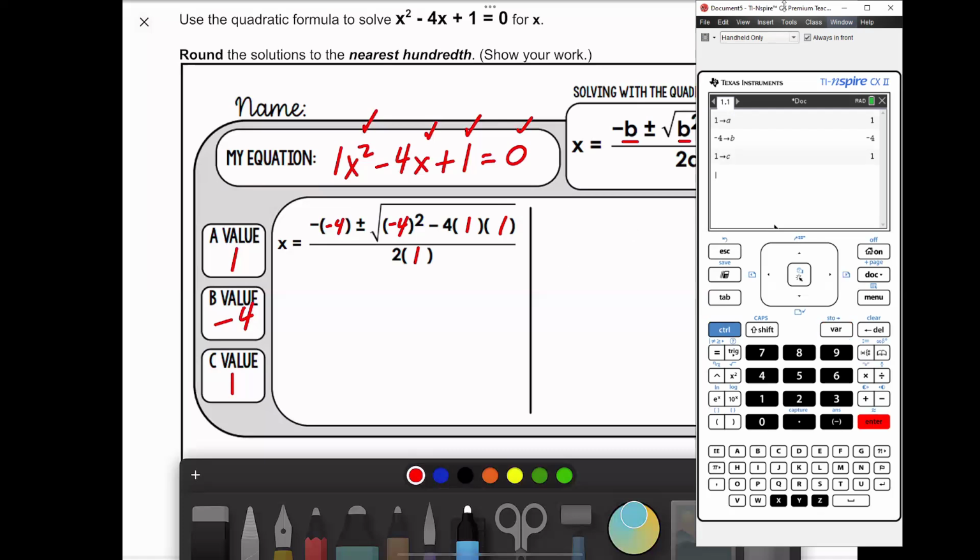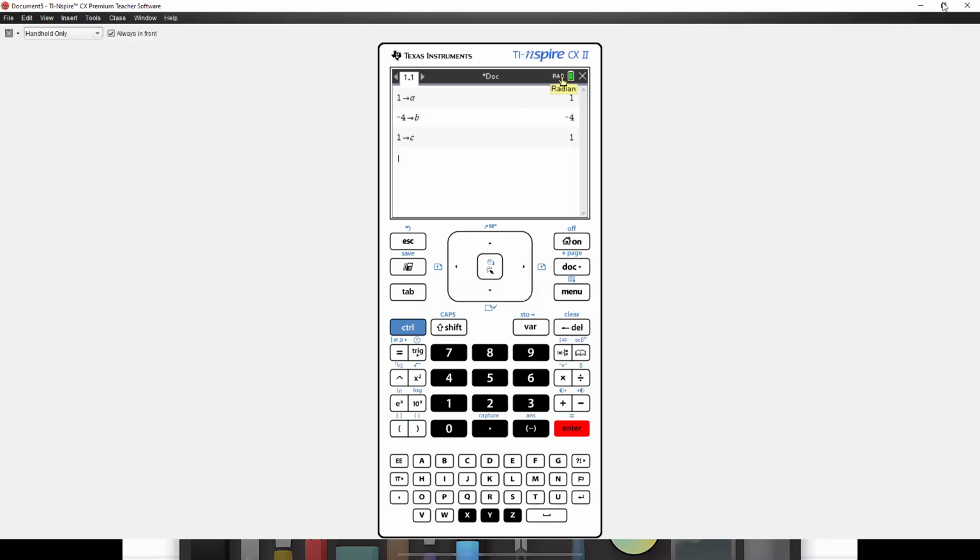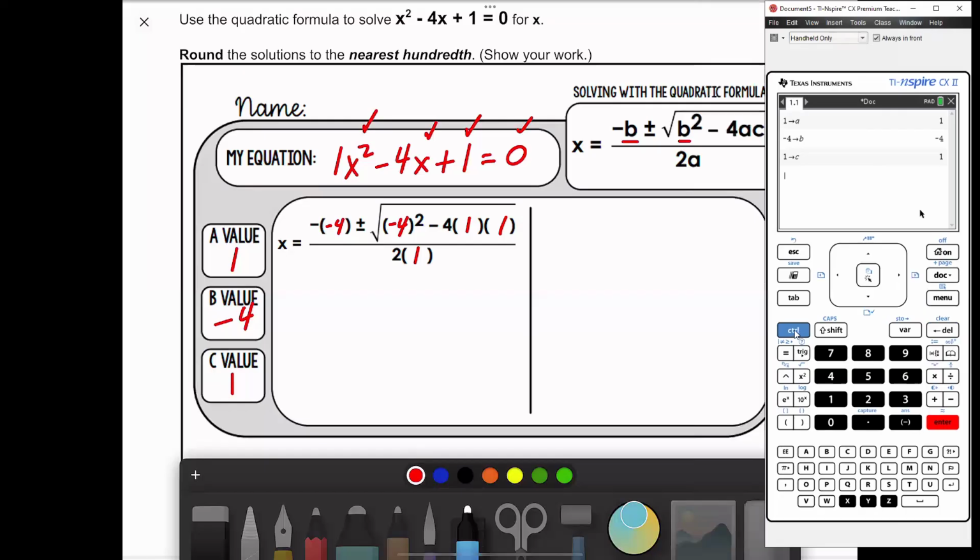Now, we're just going to key in the quadratic formula right here, this -b part. Let me make this smaller and move this over. I'm just going to use a stack fraction, control divide, and then it's going to be -b plus the square root of b squared minus 4 times a. Remember, you need to put a multiplication between the a and the c. And then down here is going to be 2a. Press enter.